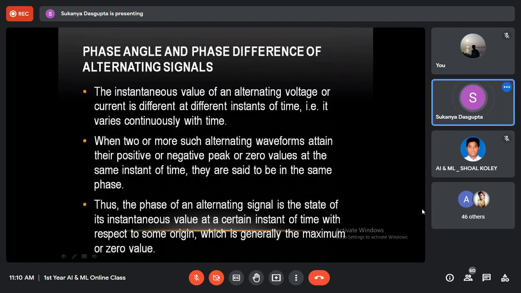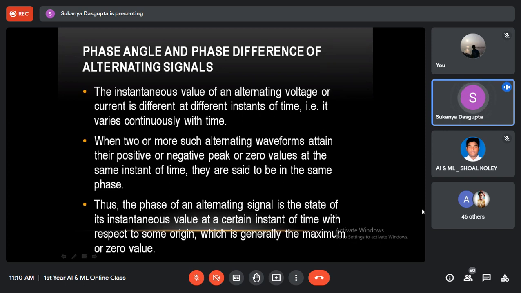Okay, next we'll move on to the main topic, that is phase angle and phase difference of alternating signals. We are dealing with alternating signals, the AC circuit. So in AC circuit, these two terms are very, very important: phase angle and phase difference. When you are analyzing two or more signals, definitely you need to identify those signals with respect to their phase angles.